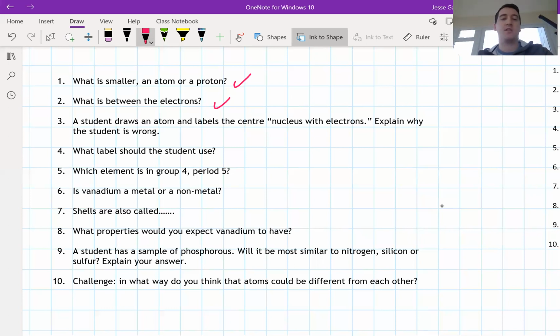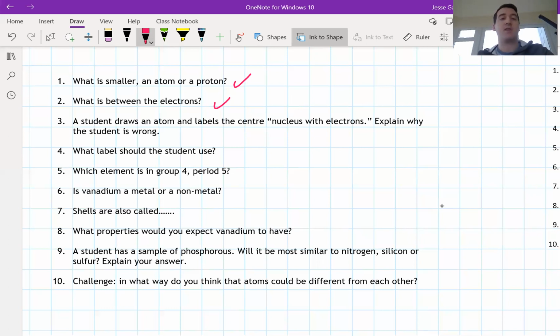A student has a sample of phosphorus. Will it be most similar to nitrogen, silicon, or sulfur? Explain your answer. It would be most similar to nitrogen. So well done if you said nitrogen. And explain why. If you didn't say nitrogen, and I don't think you quite understand why elements would be similar to each other, why are phosphorus and nitrogen similar? Well, it's got to do with the group that they're in. So if you didn't answer this right, take another look at the periodic table, and I've given you a clue. You've got to look at the group. Hopefully you realized that nitrogen and phosphorus are in the same group. They're both in group 5, which means that they will be the most similar. The other ones are not in the same group. They are in different groups, so they will not be as similar as these two, which are in the same group.